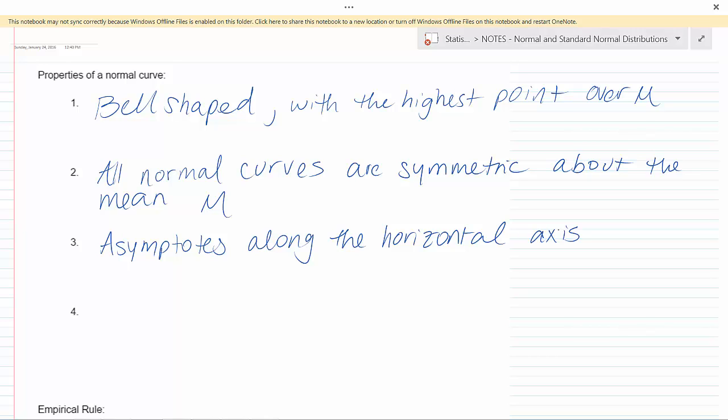Finally, the area under the curve is equal to 1. So when we talk about areas under normal curves, we're going to be talking about probabilities, and the total area under the curve has to be 1.